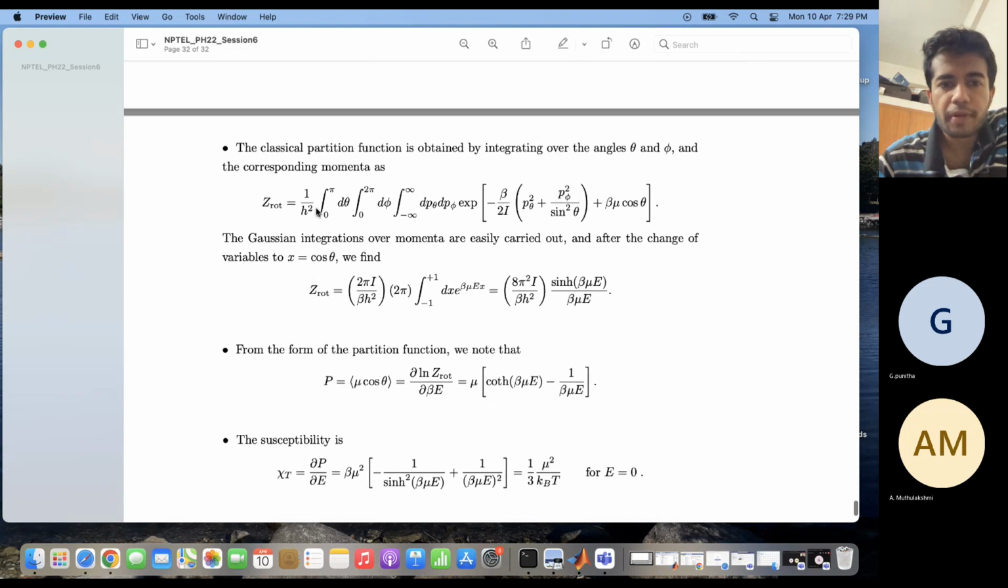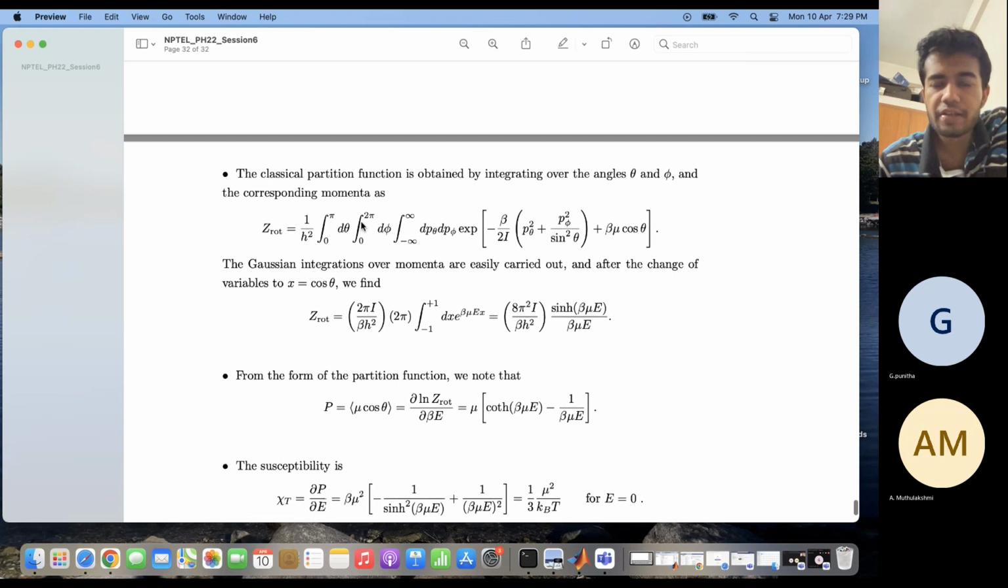Therefore, the contribution to the partition function from the rotational degrees of freedom, basically the angles theta and phi, is given by 1 by h squared, because there are only 2 degrees of freedom, that's why h squared, integral over d theta and d phi, then integral over p theta and p phi, e to the power of minus beta into the Hamiltonian, right? What we have is a Gaussian integral over p theta and a Gaussian integral over p phi.